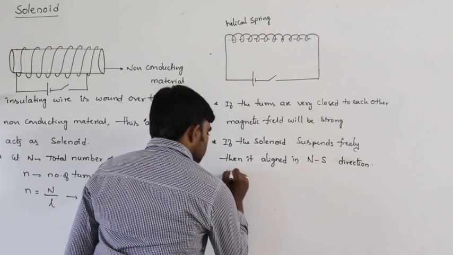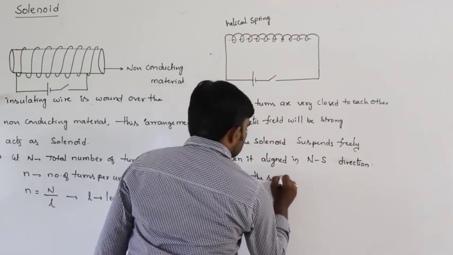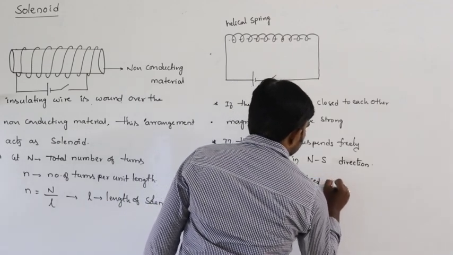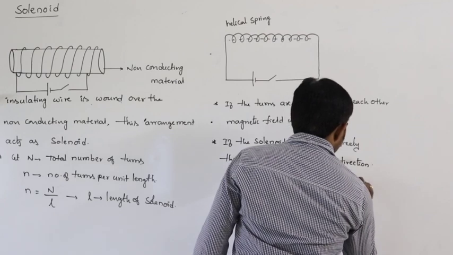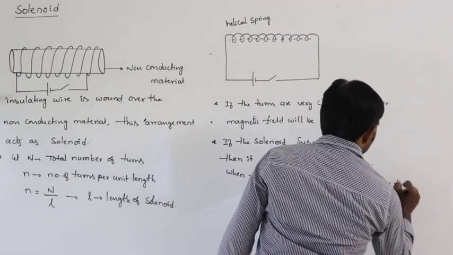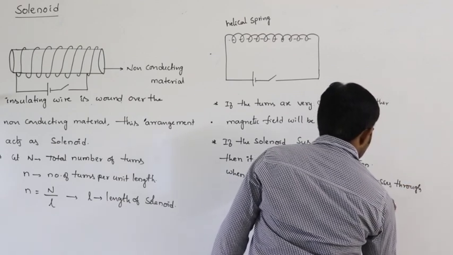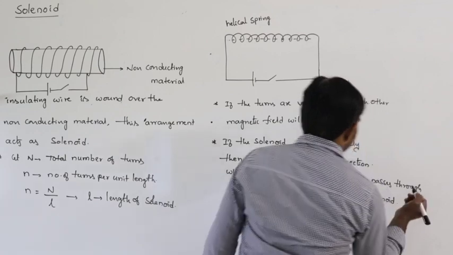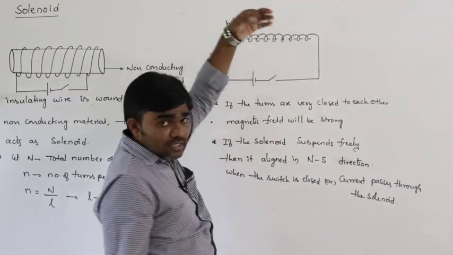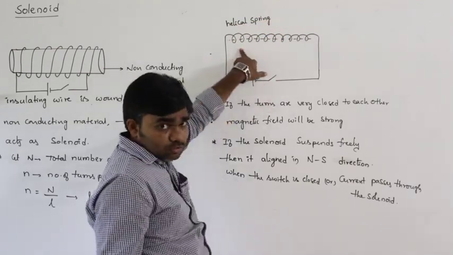When the switch is closed, current passes through the solenoid. For example, this arrangement is suspended freely. If the switch is closed, then current passes through the solenoid.